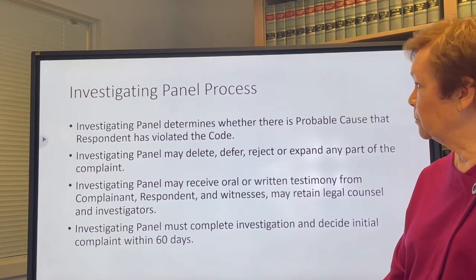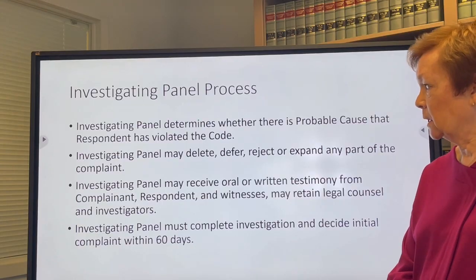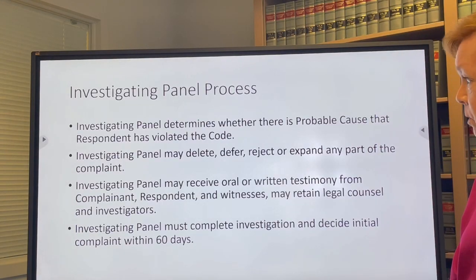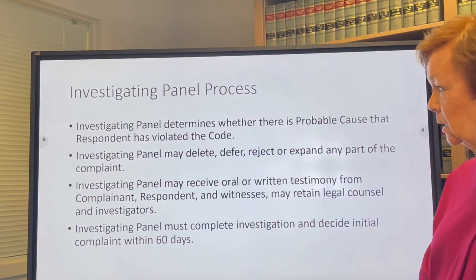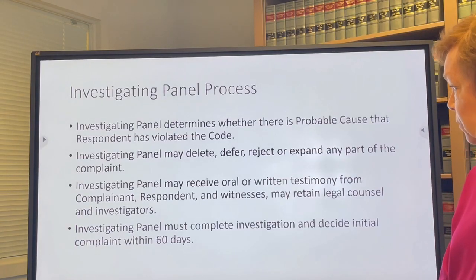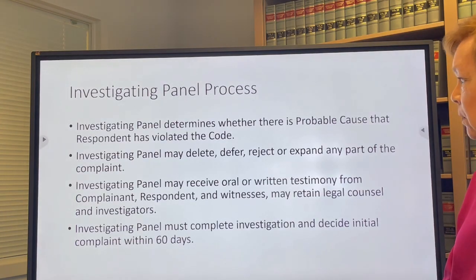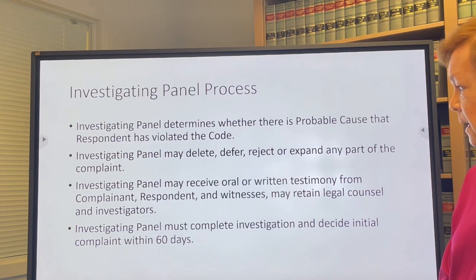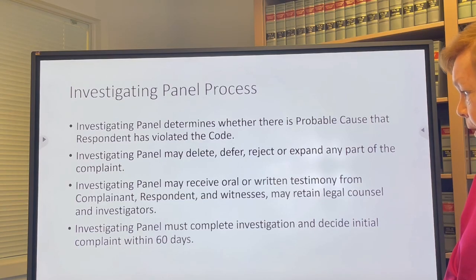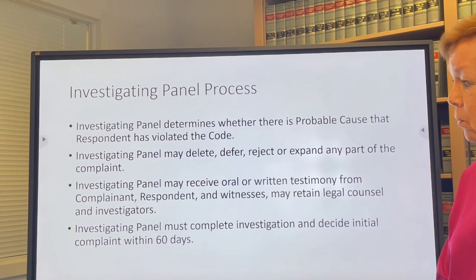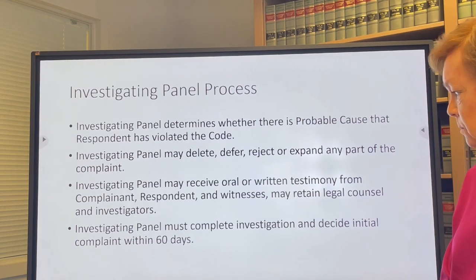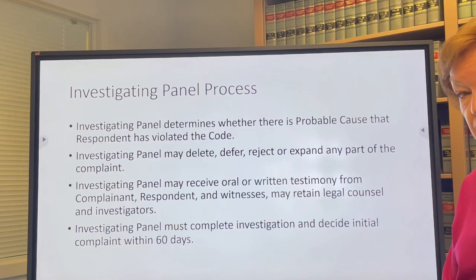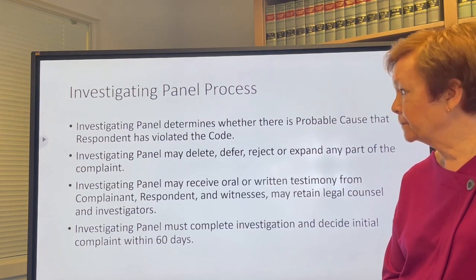So the investigating panel process. The investigating panel determines whether there's probable cause that the respondent has violated the code. The investigating panel may delete, defer, reject, or expand any part of the complaint. The investigating panel may receive oral or written testimony from the complainant, respondent, and witnesses, and they may retain legal counsel or use investigators if appropriate. The investigating panel must complete the investigation and decide the initial complaint within 60 days.